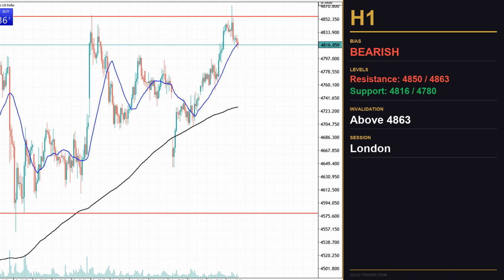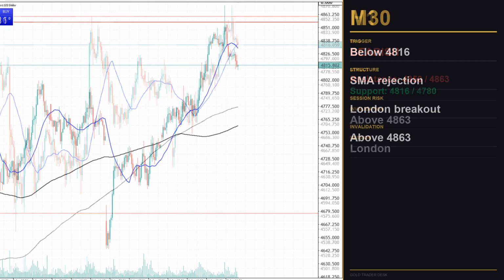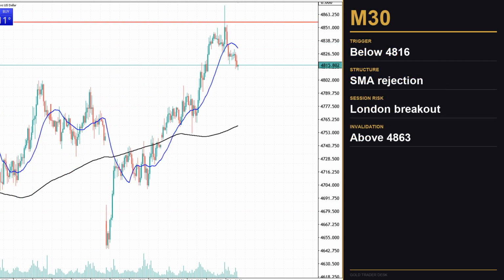The invalidation scenario requires bulls to reclaim 4,863 with conviction. Today's trading range appears confined between 4816 support and 4850 resistance, with the bias favoring downside resolution. The 30-minute structure shows clear rejection patterns forming at the 4,850 resistance level.